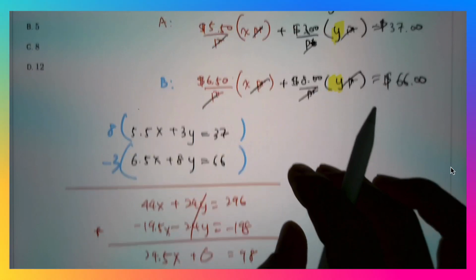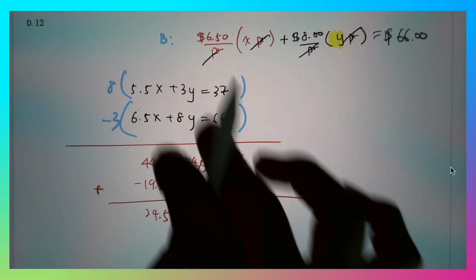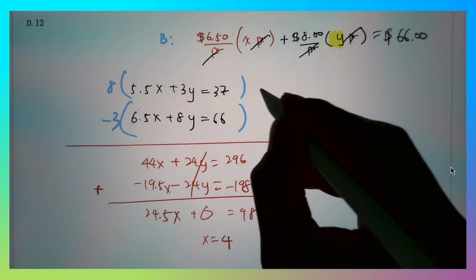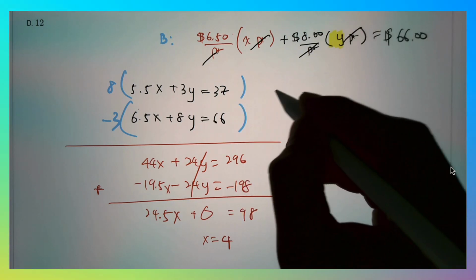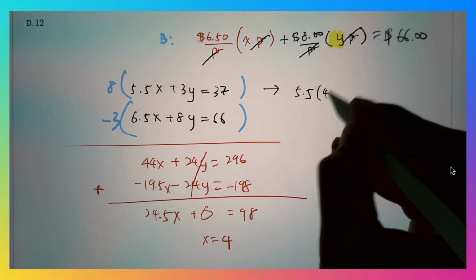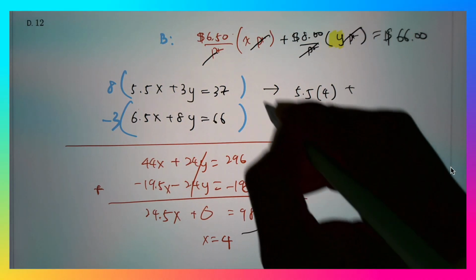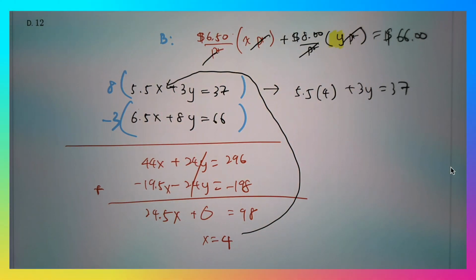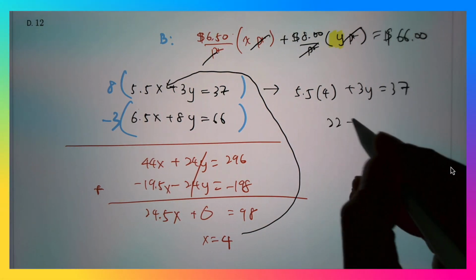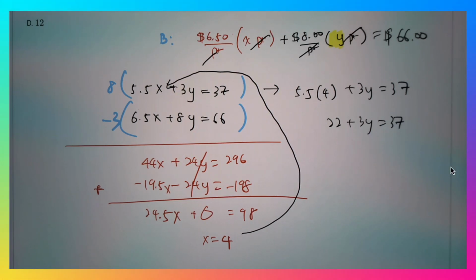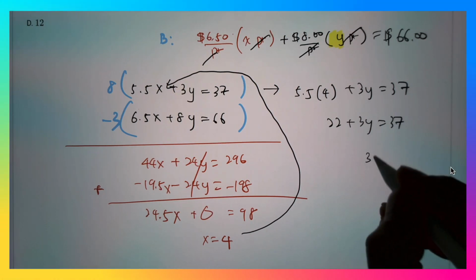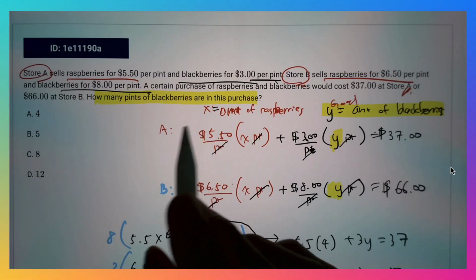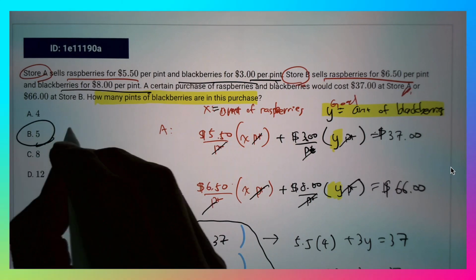Okay, so to find variable y, all we need to do is go back to one of the equations and plug it in and find the value of y. So I'm just gonna choose the top one because it has smaller numbers. So 5.5 times 4 plus 3y is equal to 37, and 5.5 times 4 is giving me 22, plus 3y is equal to 37. Let's subtract 22 on both sides and you get 15. So y has to be 5. So how many pints of blackberries? 5 pints. The correct answer should be B.